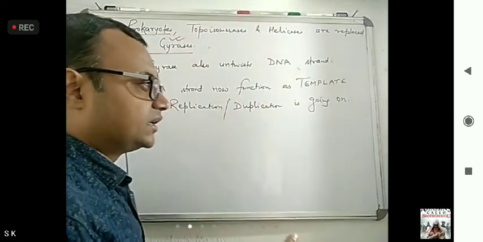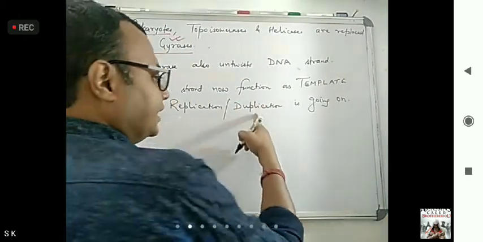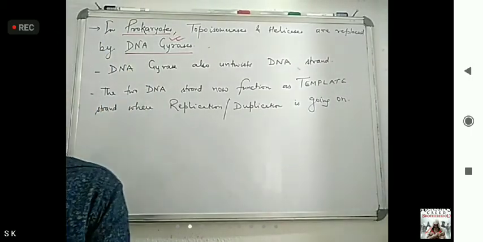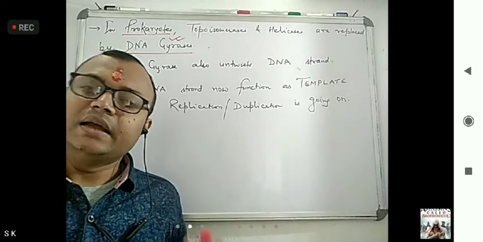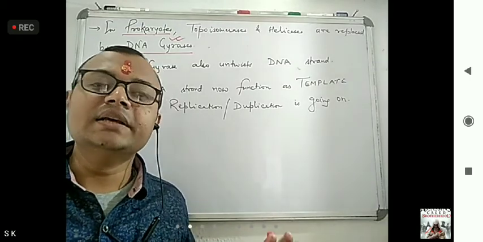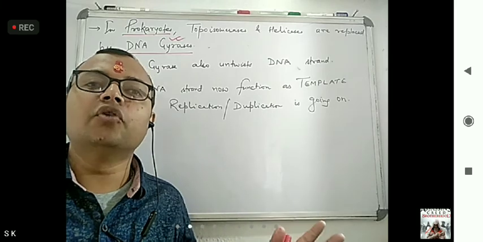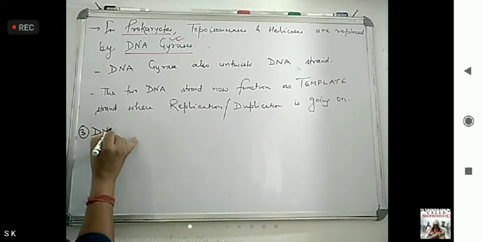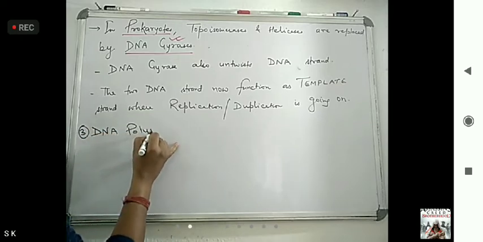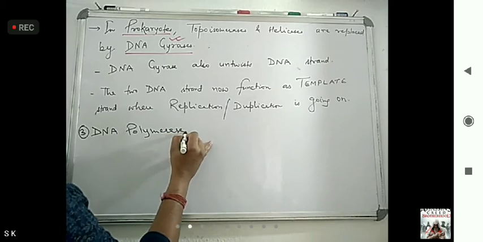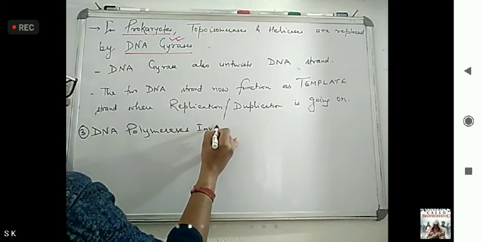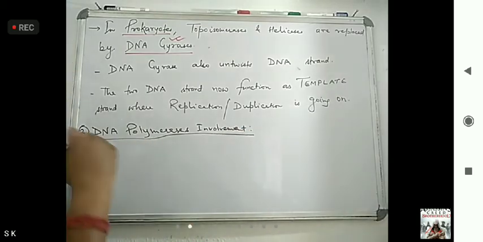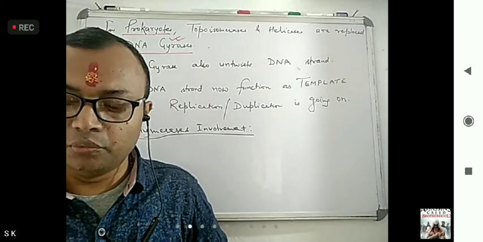Okay, the template strand has what? 3' to 5', and a new DNA formation occurs in the direction of 5' to 3'. Okay, now what is the next step? DNA polymerases involvement. Next step is DNA polymerases involvement.